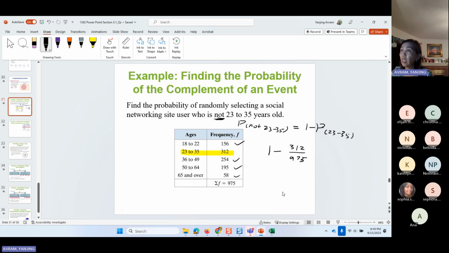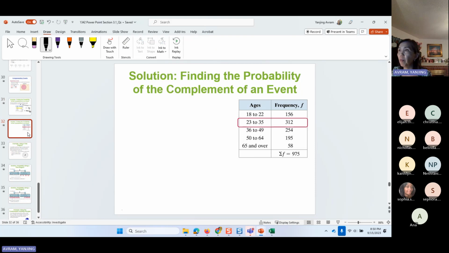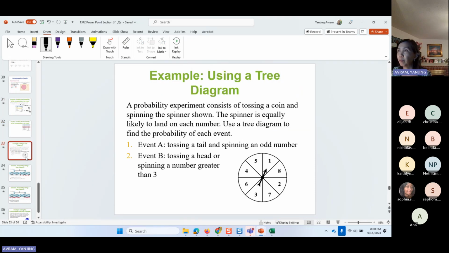All right, or in this case, I can add all of these together: 156 plus 254 plus 195 plus 58, and divide by the total. If I don't want to use the complement, I can use this way as well. But you can see this takes a little bit more calculation than the other one. So that is the beauty of the complement. You can do it much more easily.